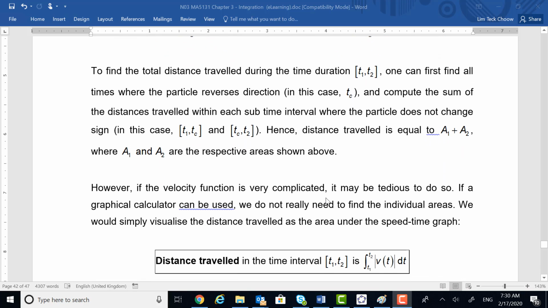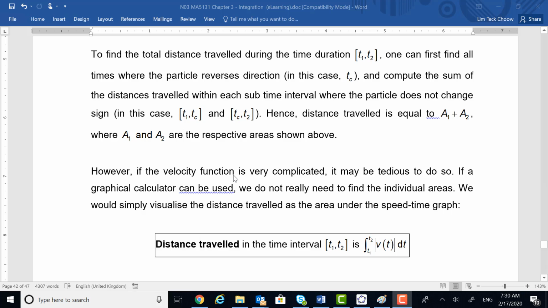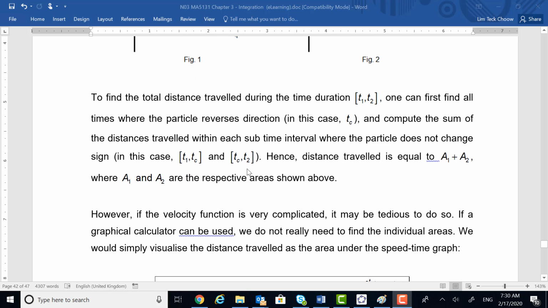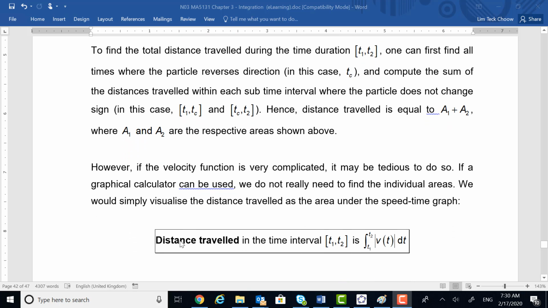Now, if the velocity function is very complicated, it is very hard for you to look for the point where the change takes place. When that happens, and if you are allowed to use the GC, we can immediately find the distance traveled by just integrating the absolute value of the velocity. This will make the calculation much faster. You don't have to go and find those points where the velocity changes sign.